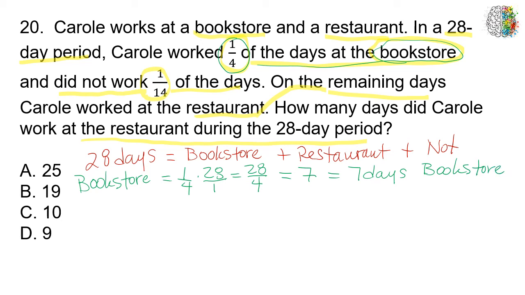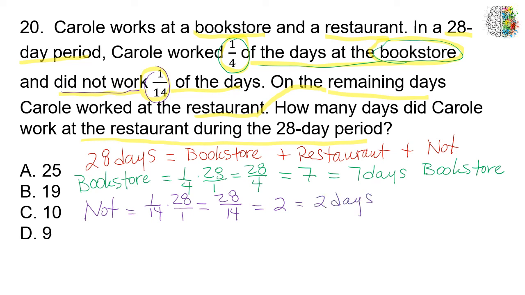Now the next thing that it tells us is that she did not work 1/14 of the days. So for not working, we take the 1/14 and multiply that by the total 28 days. We're going to convert that to a fraction by dividing by 1. Now we multiply straight across following the rules of multiplying fractions. That gives me 28 divided by 14. So 28 divided by 14 equals 2. That tells me I've got 2 days that she did not work.